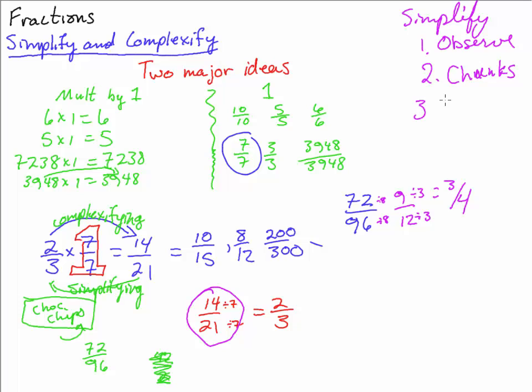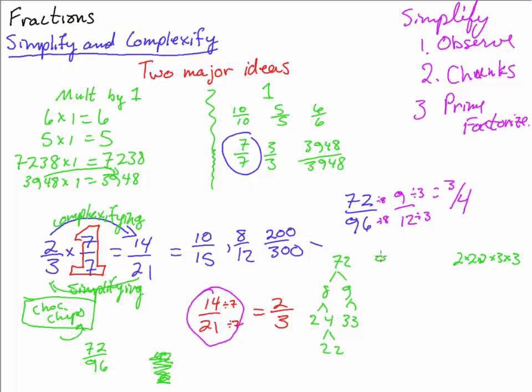There's a third way, and this is prime factorization. This is when you split open the number and see what it's made of. So let's do that and see what happens. Let's take 72 and split him open. That's 8 times 9, which is 2 times 4, which is 2 times 2, and that's 3 times 3. So 72 is 2 times 2 times 2 times 3 times 3.